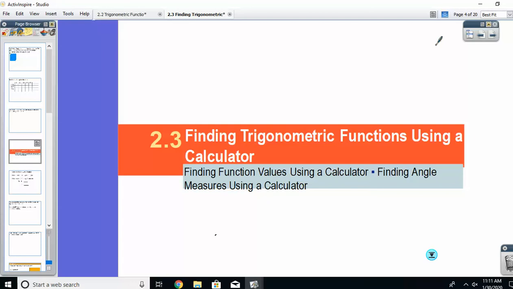Raise your hand if you have a different calculator. Yeah. What is it on this one? Anyone else need to look at their calculator?